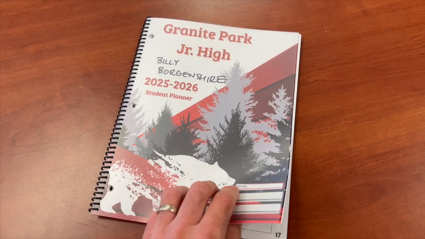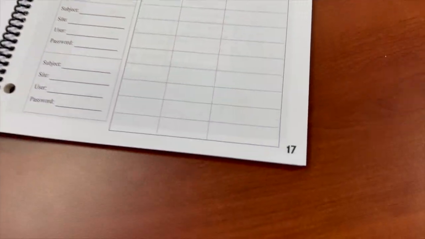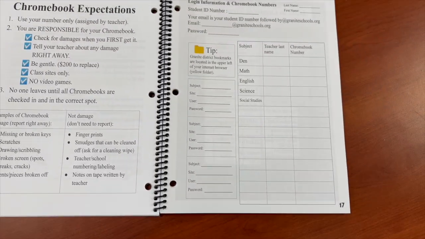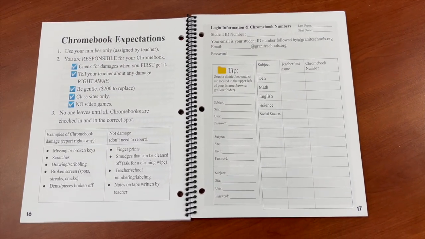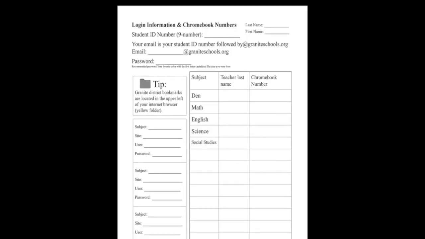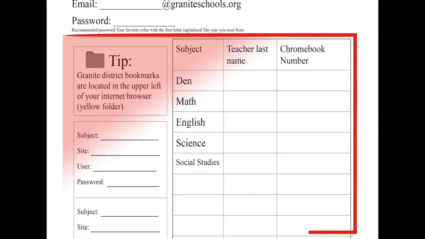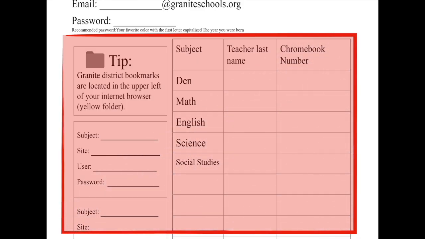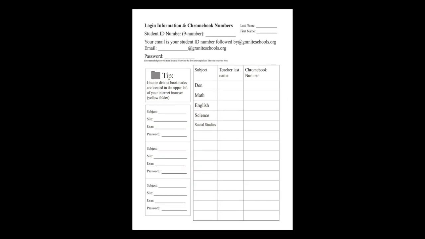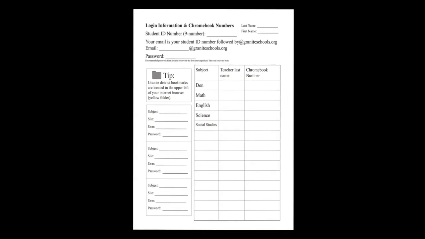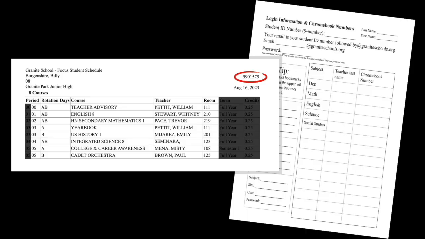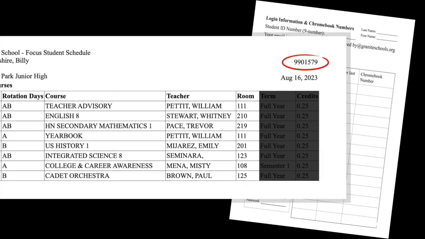So here we are back in our planners. Go ahead and open your planner this time to page 17. It's going to look kind of like this. Now, in the middle of the page, there's going to be this big area where your teachers in your classes are going to help you keep track of your Chromebooks and which Chromebook you have checked out. We're not going to worry about that right now. That's for later. However, what we are going to do requires your schedule. So go ahead and pull it out.